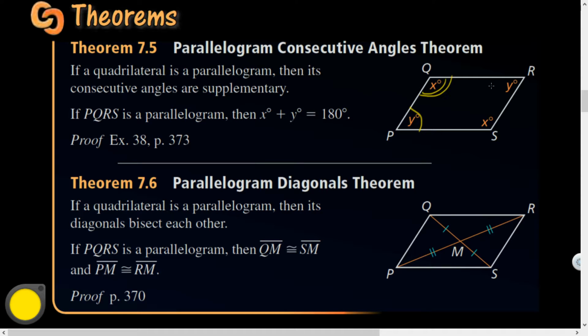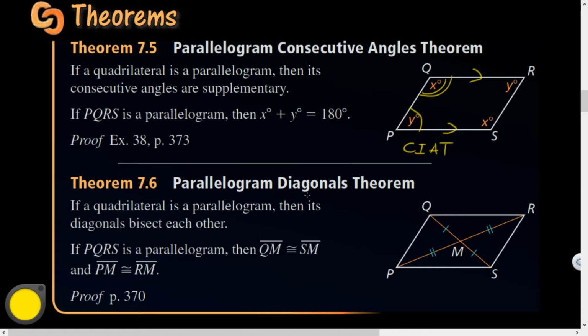What reason do you think that's going to be true? What's your big hitter when you write that proof? Why would those be supplementary? What's your go-to theorem you're going to use? Well, if these are parallel, those are consecutive interior angles, and by the consecutive interior angles theorem, we would say that those are supplementary. And then by definition of supplementary, I'd be able to say that. So yeah, that one just kind of feels obvious to me.